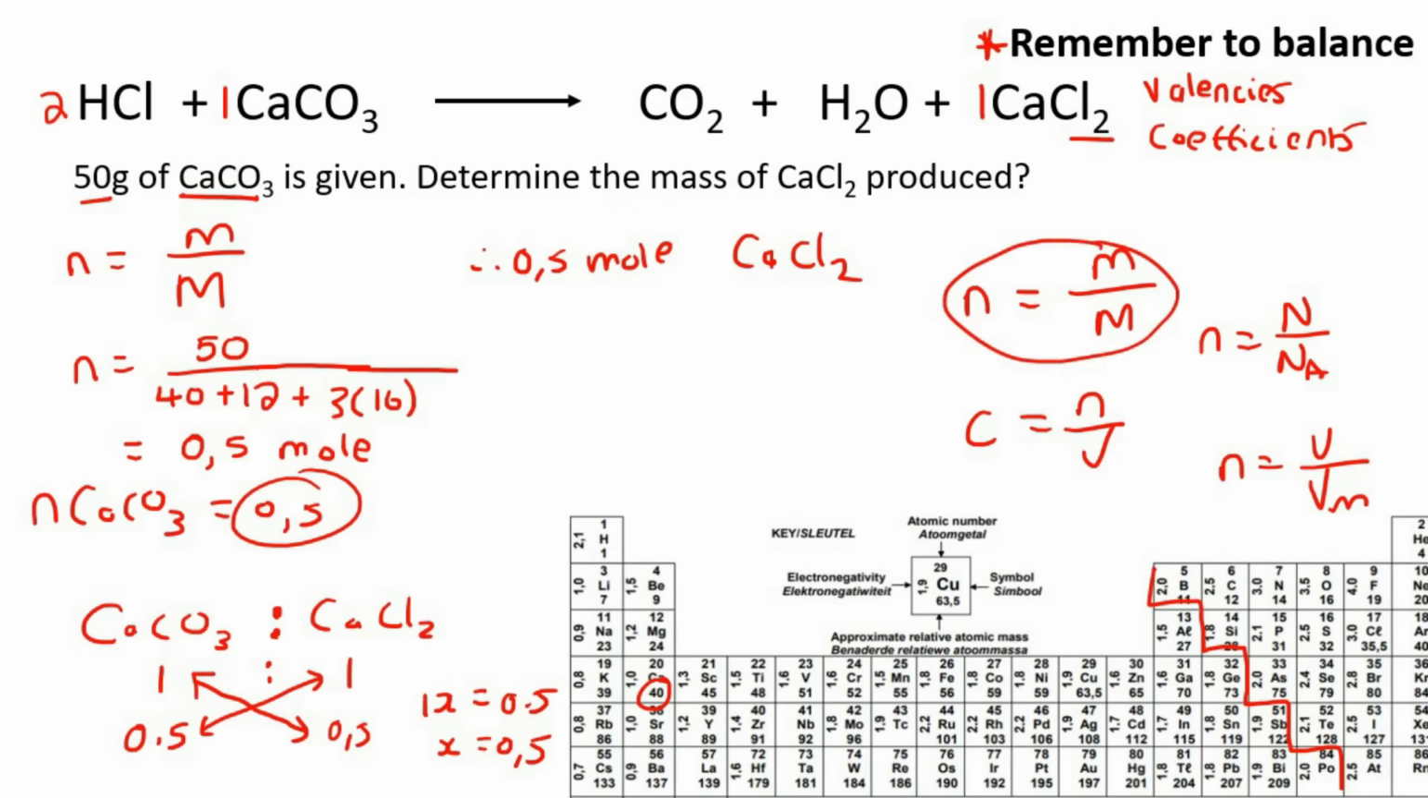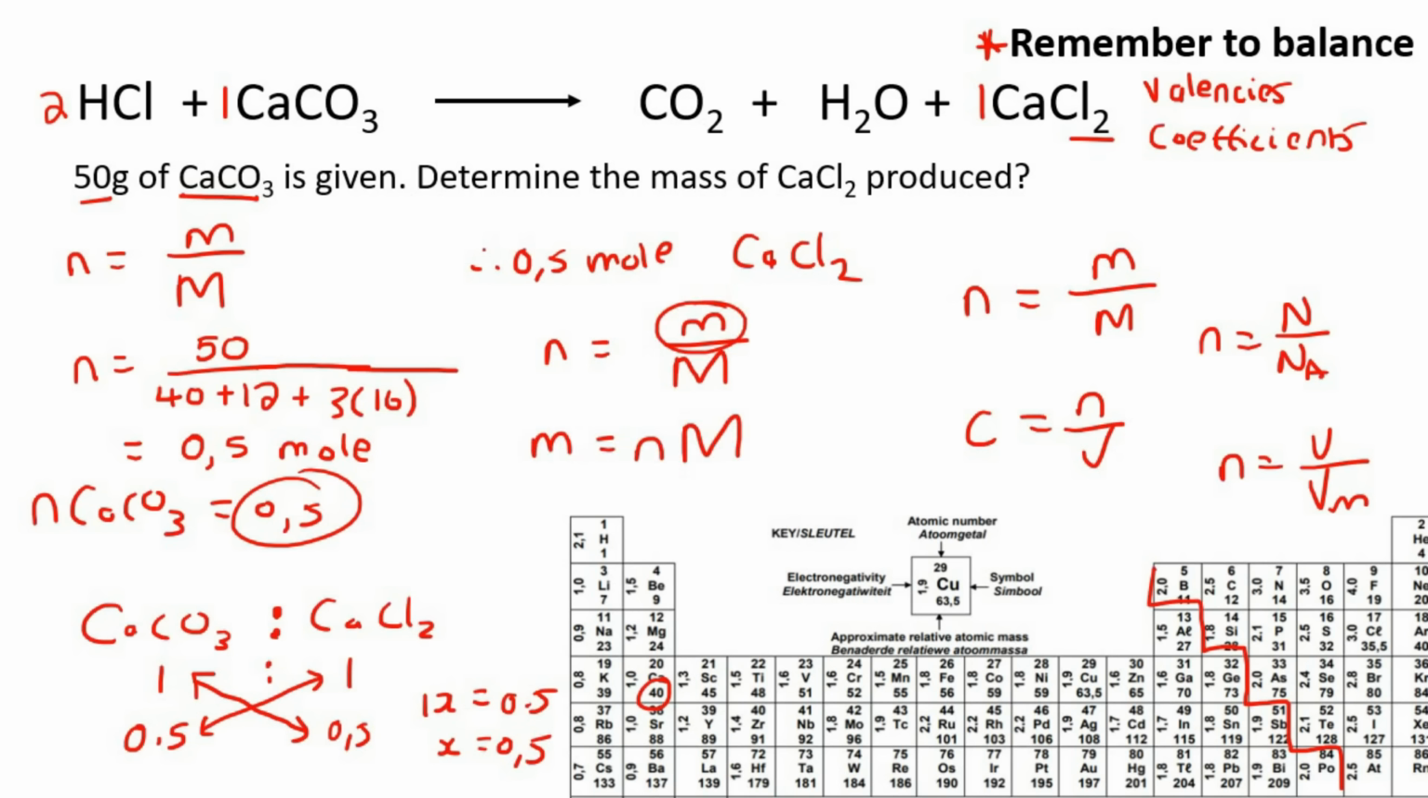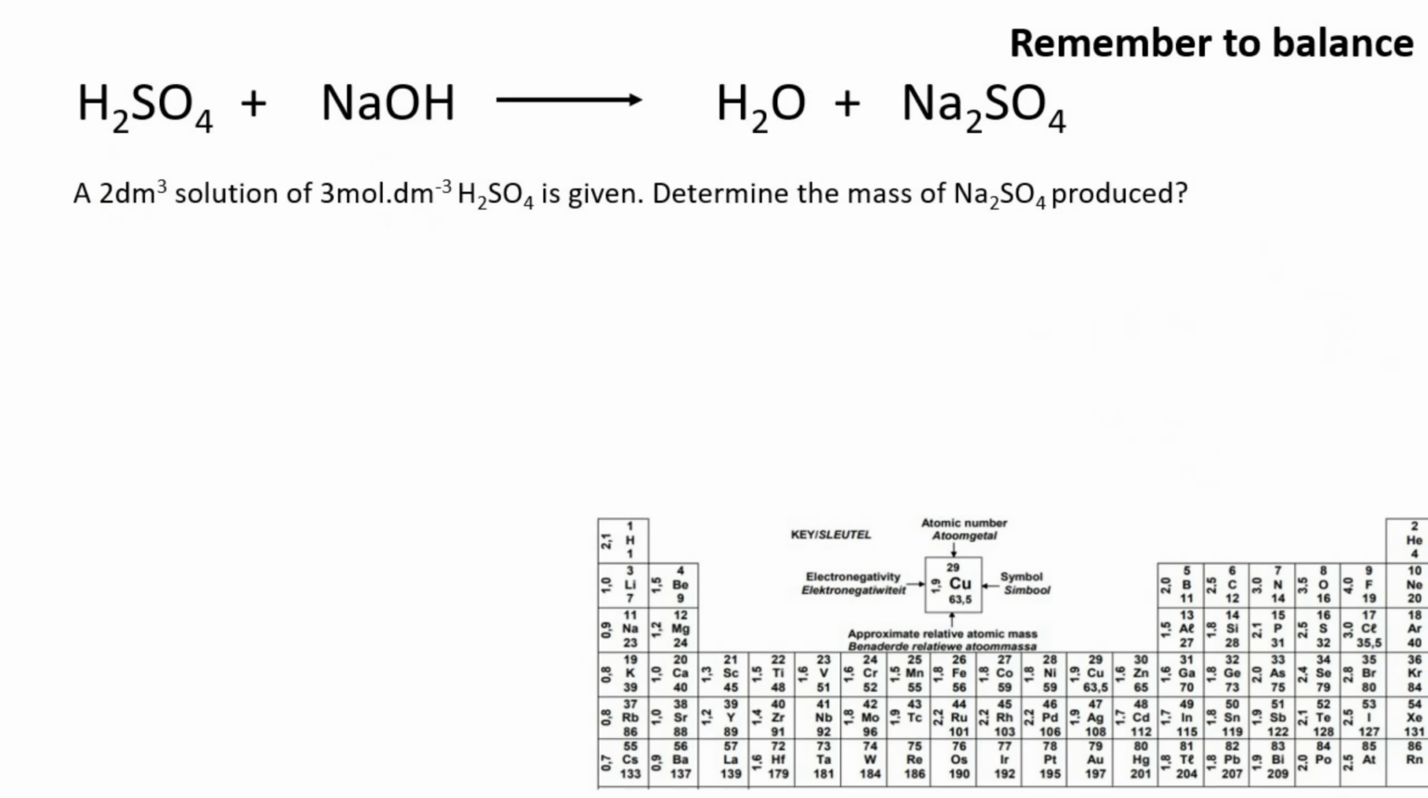So now they asked us to find the mass of CaCl2. So we could use this formula again. n equals m over capital M. Now remember, when you want to get this one, then your formula changes to this. Okay? And so the number of moles is 0.5. Now the mass of CaCl2 is going to be, there's one Ca, which is 40, and then there's two Cl molecules. So 2 multiplied by 35.5. And if we had to go calculate this, we end up with 55.5 grams.